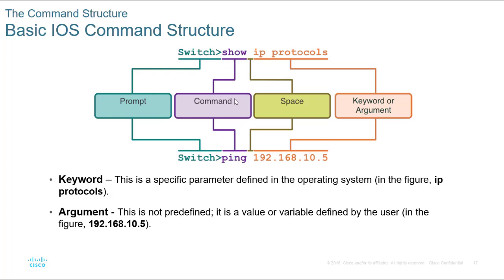And then you just want to know the difference between a keyword and an argument. Well, a keyword is a predefined parameter in the operating system. IP protocols, for example: IP and protocols are predefined, and so that is called a keyword. An argument is something that's not predefined. You can put in what you want. So ping is the command, then there's a space, and then this is an argument because the user is defining this. That's the difference between an argument and a keyword.